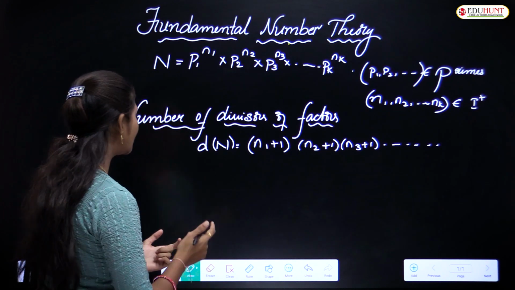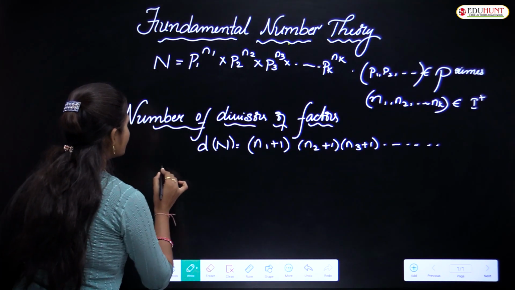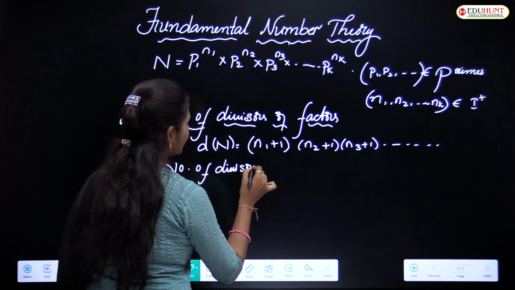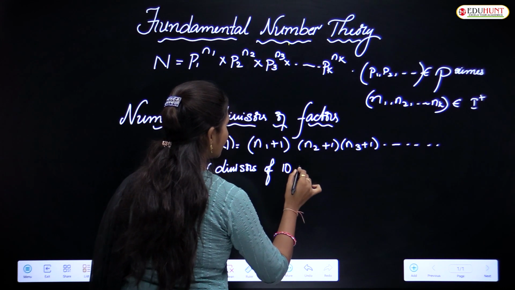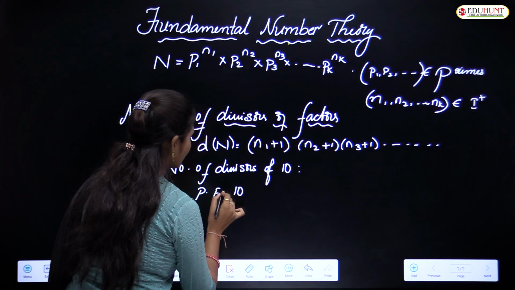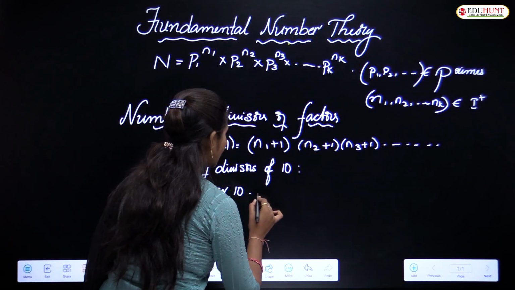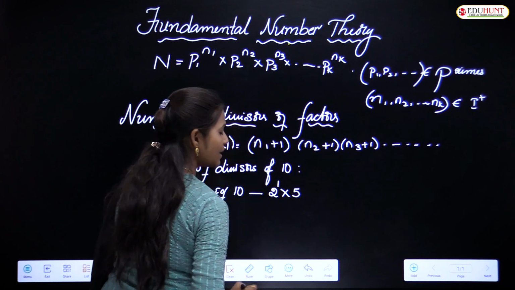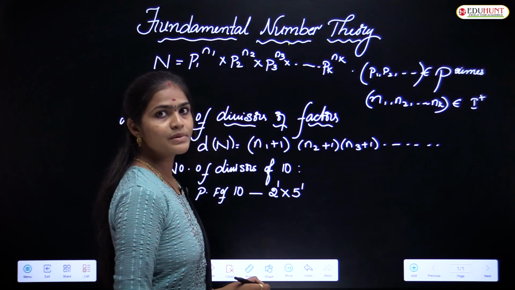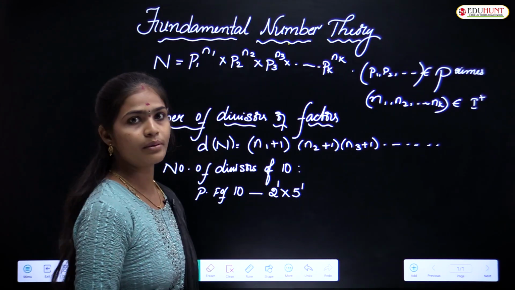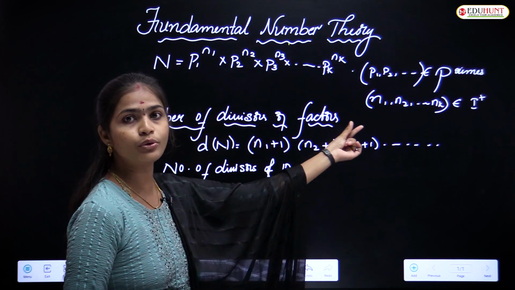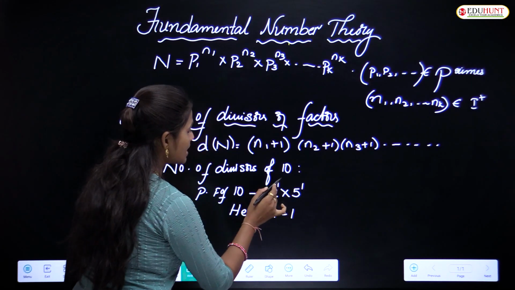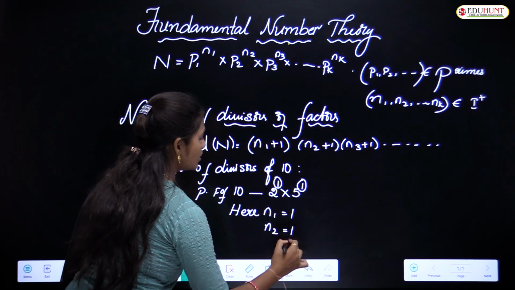First, a simple number I am going to take, say 10, or anything you wish. The number of divisors, or factors, of 10. First we express the prime factorization of 10: 2 into 5. Yes or no? 2 power nothing means we consider it as 1, and 5 power nothing means 1 only. We just observe n1, n2, n3 and so on. So n1 is equal to 1 and n2 is also equal to 1.